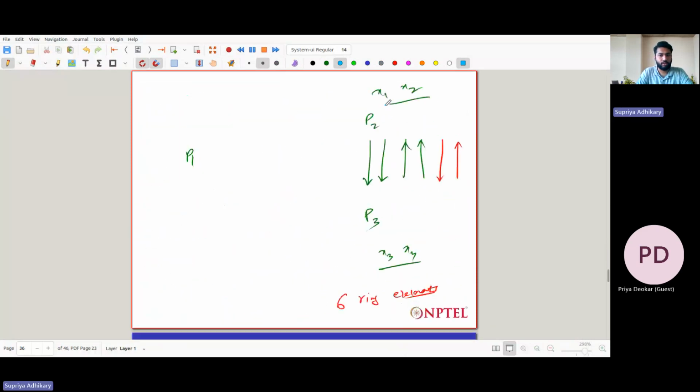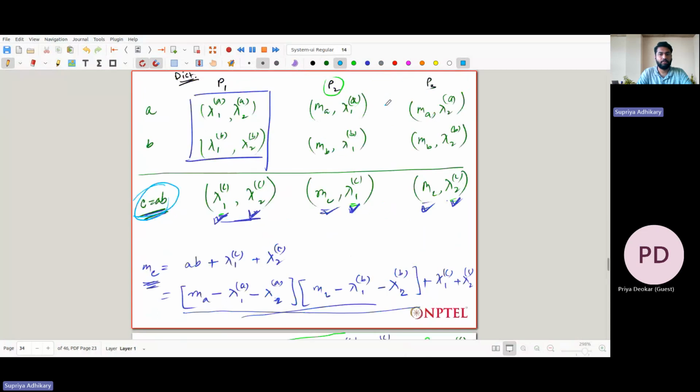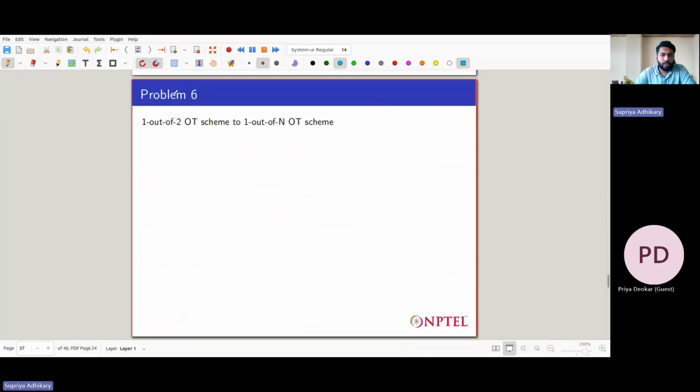So these were all the problems that we had for week 6. Now, to solve some problems for week 7, let's recall all the problems that we have for week 7. So first of all, let's talk about this 1 out of 2 OT scheme to 1 out of n OT scheme. So what was the OT scheme for 1 out of 2? So the OT scheme was something like this.